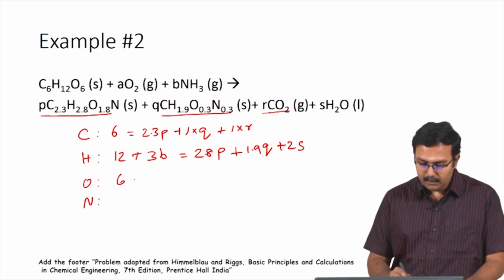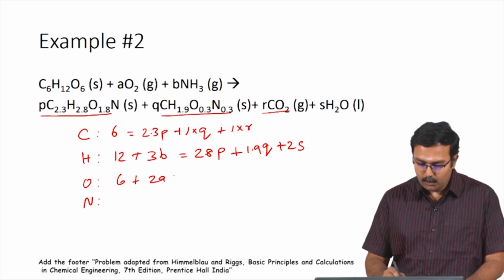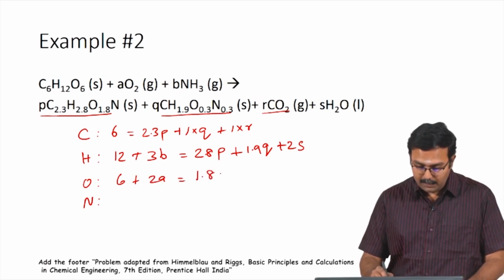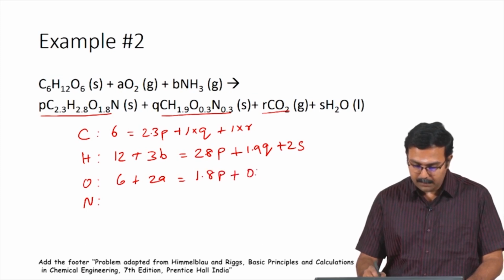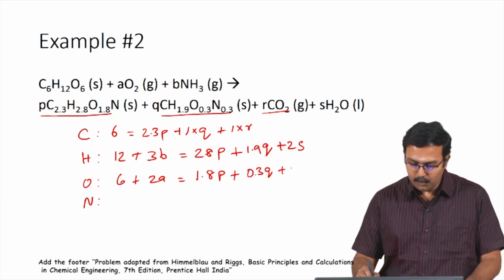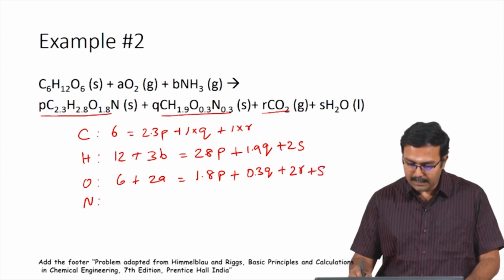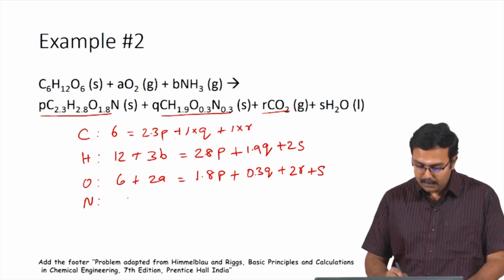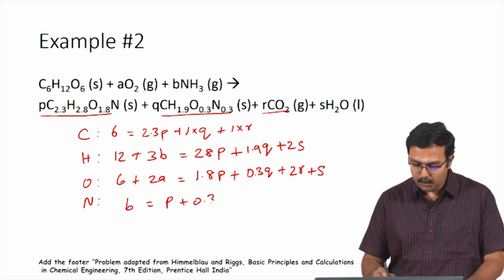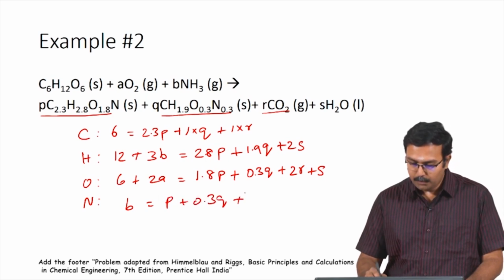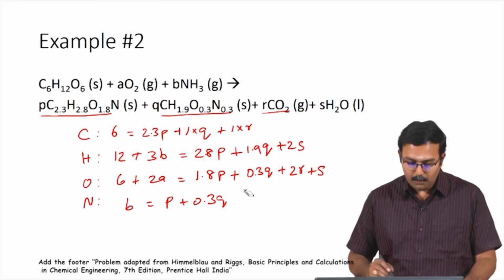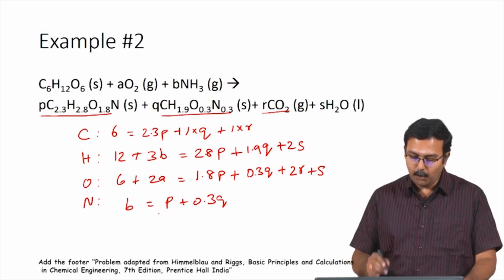Oxygen would be 6 plus 2A equals 1.8 P plus 0.3 Q plus 2 R plus S, and we can write a nitrogen balance as B equals P plus 0.3 Q plus 0. There is no nitrogen in the other terms, so we just have B equals P plus 0.3 Q.